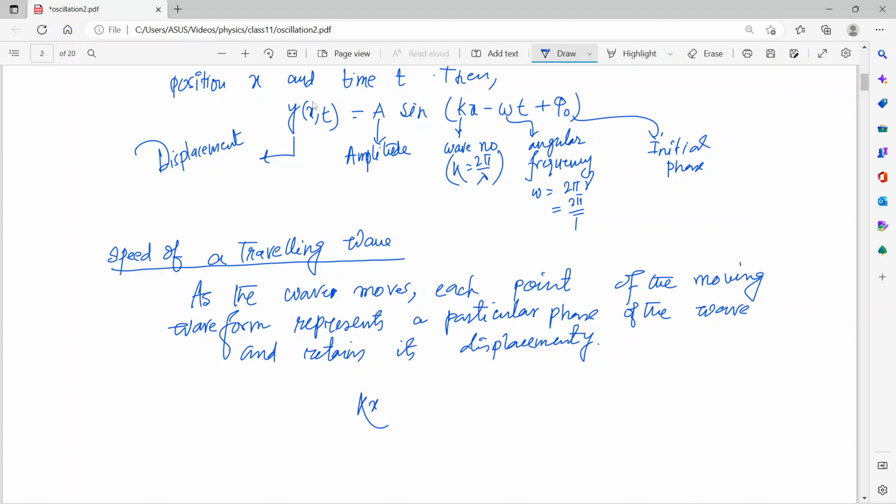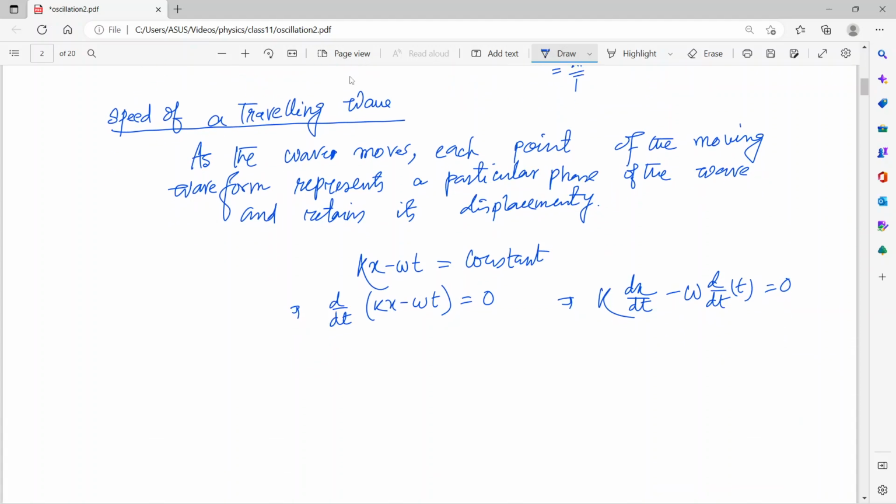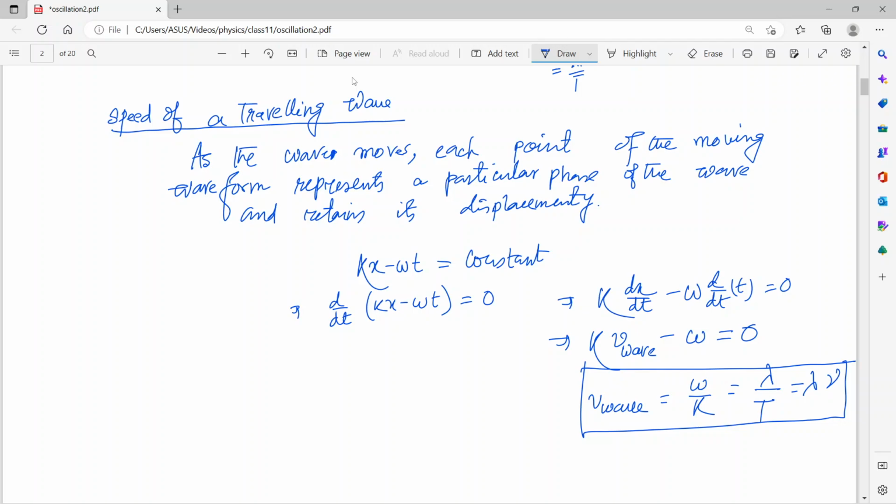That means kx minus omega t is constant. If this is a constant, then to find the velocity we have to differentiate it. If we differentiate the constant, that will give 0, and k is constant, so dx with respect to dt, this is the wave velocity, minus omega equals 0. So the velocity of the wave is omega by k, or lambda by T, or lambda into frequency.